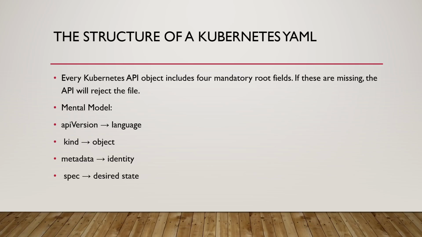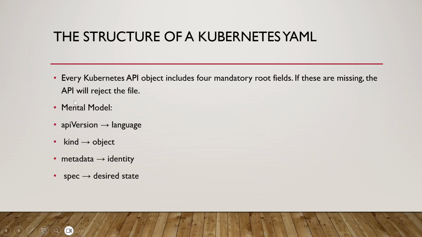Okay, so here we will discuss what the basic structure of Kubernetes YAML is. Every Kubernetes API object includes four mandatory root fields. Okay, so if these fields are missing, the API will reject the file and show an error. Okay, so you can mentally think of apiVersion as the language, like in which language you are going to talk, at what version we are going to talk.